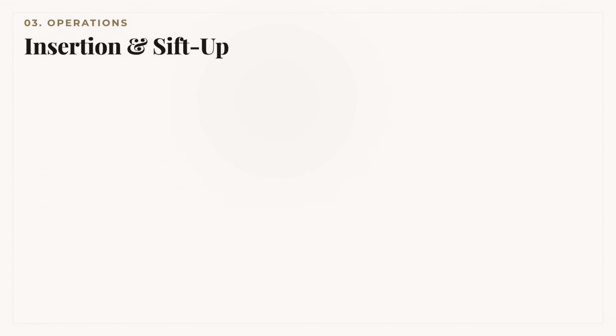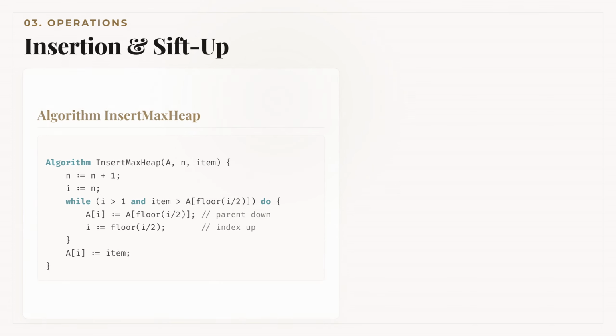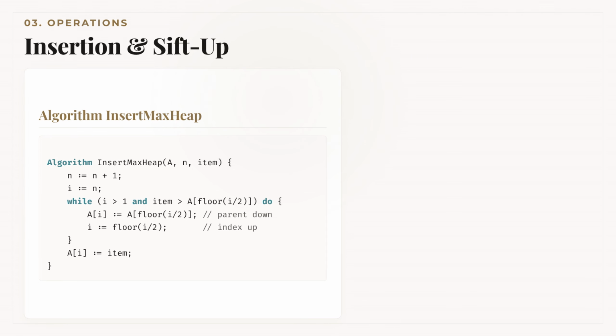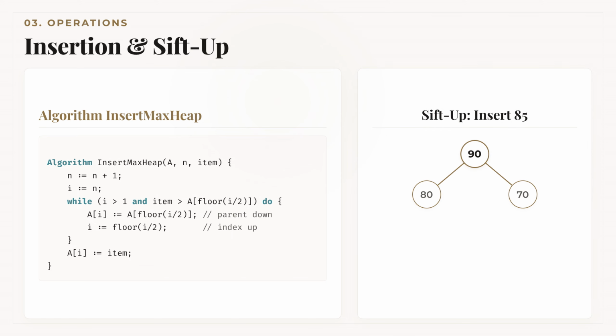Let us explore the core heap operations, starting with insertion. To insert an element into an existing max heap, we first append the new element at the end of the array to maintain the complete binary tree structure. We then compare this new element with its parent. If the new element is larger than its parent, we swap them. This process, known as Up-Heap or Sift-Up, continues recursively upward until the heap property is satisfied, or the element reaches the root. Since the height of a complete binary tree with n elements is at most log base 2 of n, the insertion operation runs in at most logarithmic time.